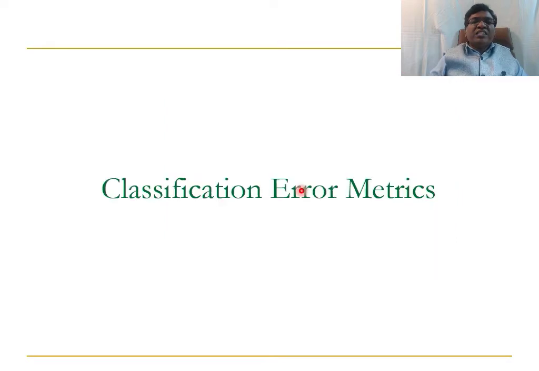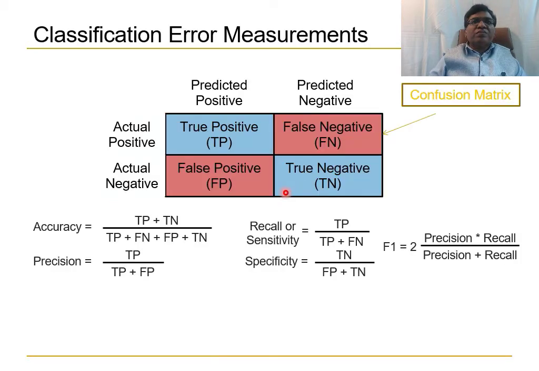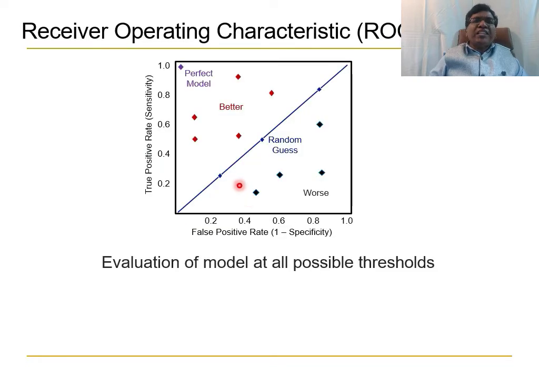Let us see what is classification error matrix. Evaluating the ML algorithms is an essential part of any project. Many metrics are available to evaluate the performance of ML algorithms. Some of the metrics are accuracy, precision, receiver operating characteristic and area under curve. Classification error measurements: a confusion matrix.